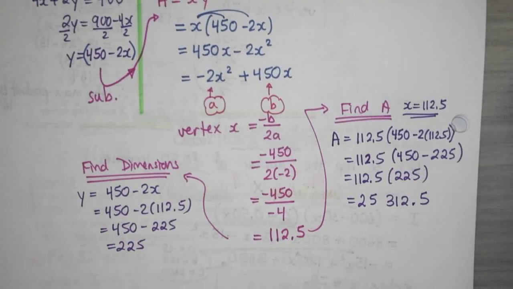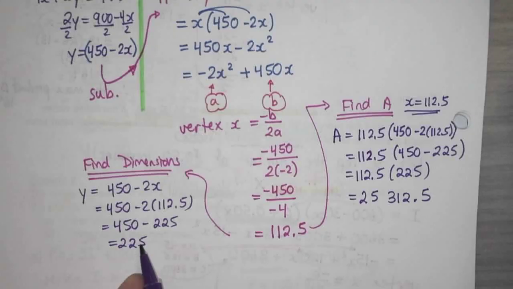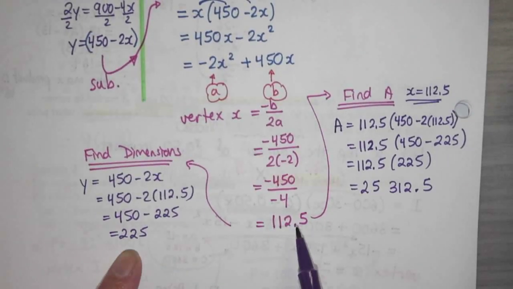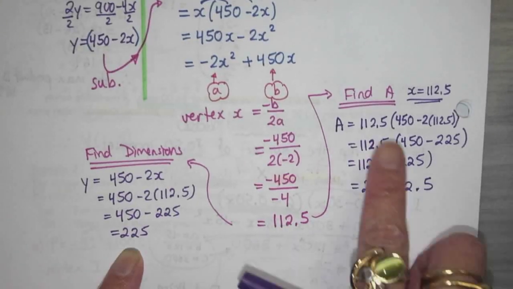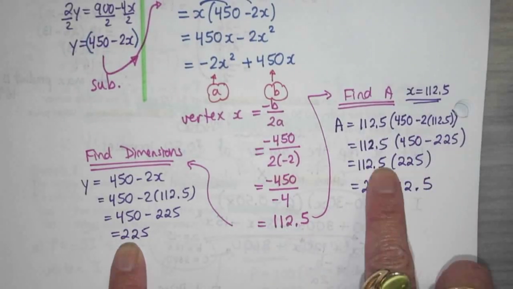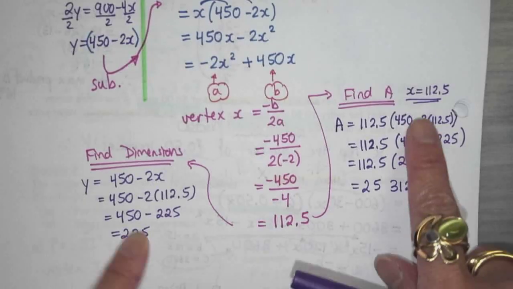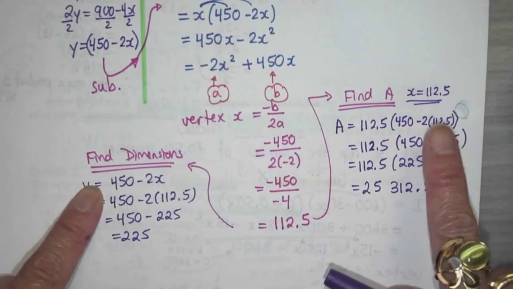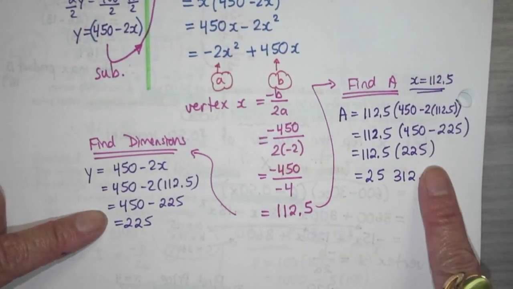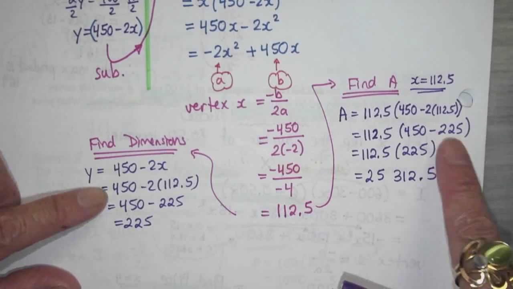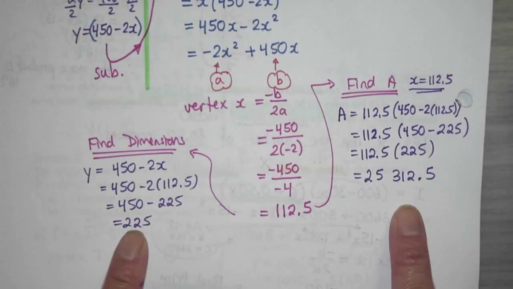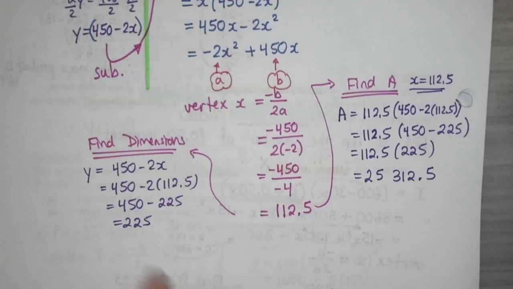Also, if you found this one first, you could have said, but I know that my x is this, so can't I just multiply these two to get my area? Look, it's 112.5 times 225, which is this, right? So to get the area and the dimensions, you might be able to shortcut that a little bit and go, I already saw I got this, so you can go a little faster. If you don't, you just do the steps. It's not a big deal, right?